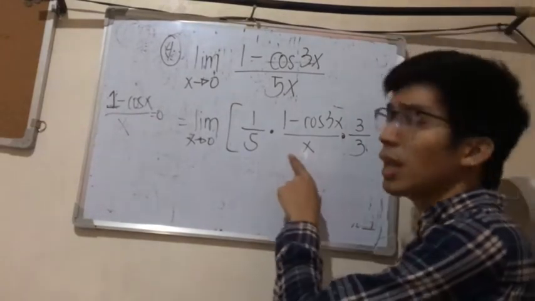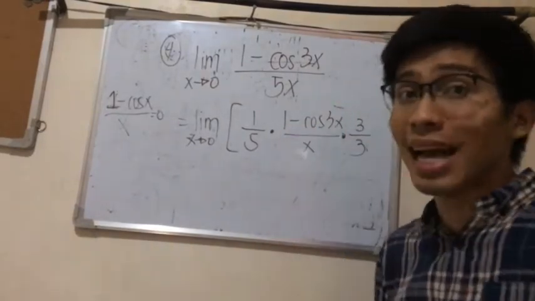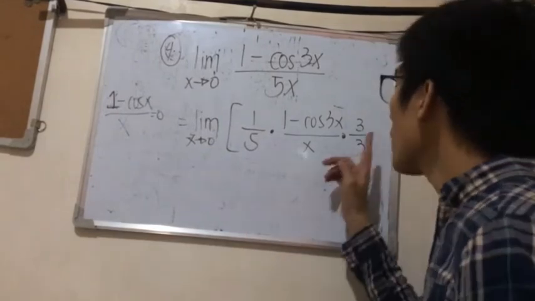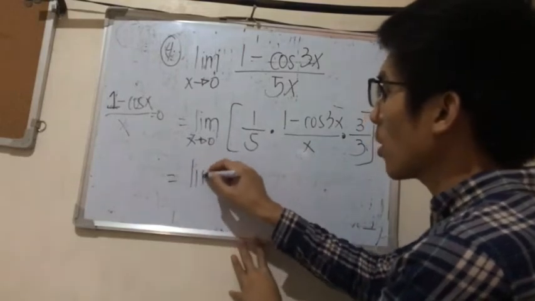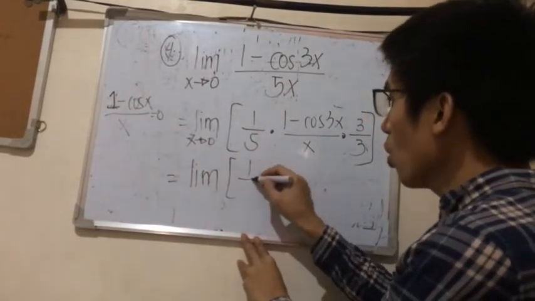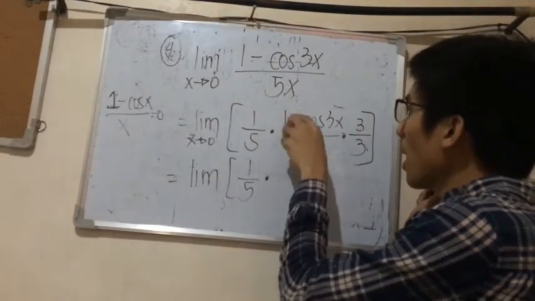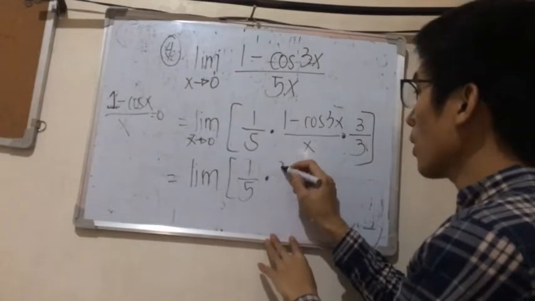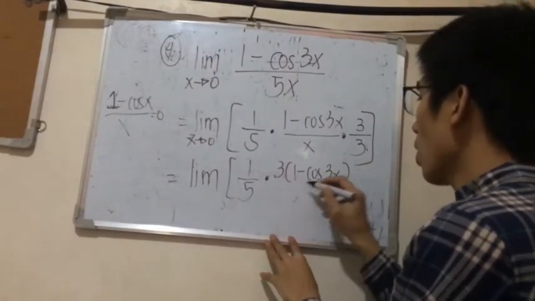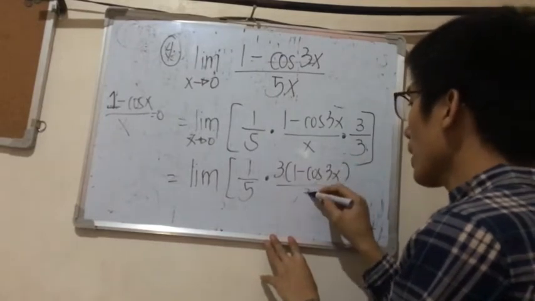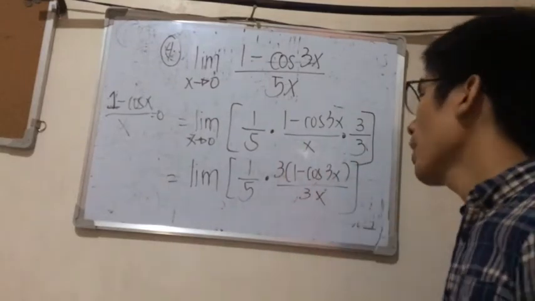Yes, because I need 3 here, and 3 divided by 3 is 1, and we have an invisible 1 beside each function. Okay? So what we're going to do is simplify. Just do multiplication. This is now the limit of 1 over 5 times, you have to multiply 3 in all the terms here. So that is now 3 times 1 minus cosine 3x all over 3 times x. That is now 3x. Okay, so I just do multiplication in that part.